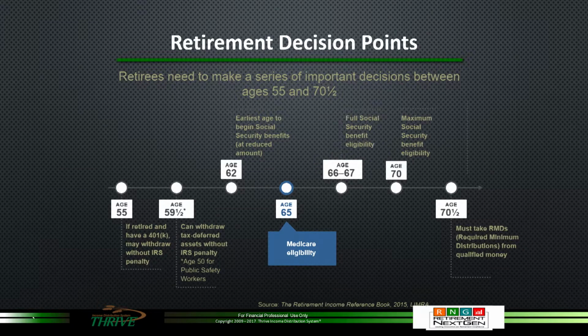And then don't forget that at 70 and a half, on all of our pre-tax qualified assets such as 401k, IRA, 403B, Keogh plans, etc., we do have to start taking what are called required minimum distributions. For more information on that, again, refer to your financial advisor.